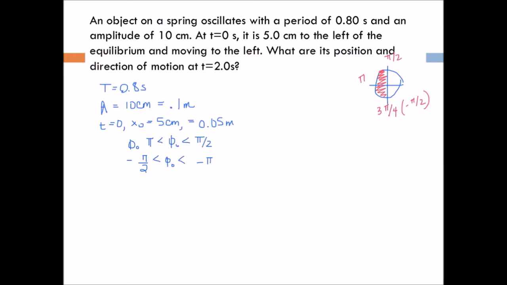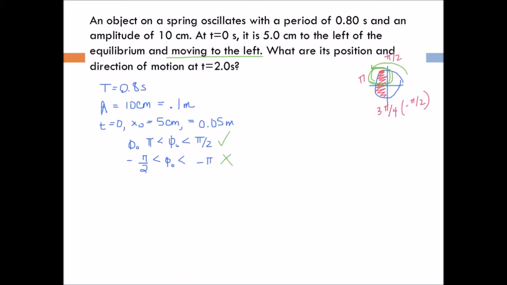But now it's telling me that it's also moving to the left. So if it's moving to the left, it has to be on the top part of this circle. That means that we have narrowed it down to just this top section. So my phi naught has to be between pi over 2 and pi.